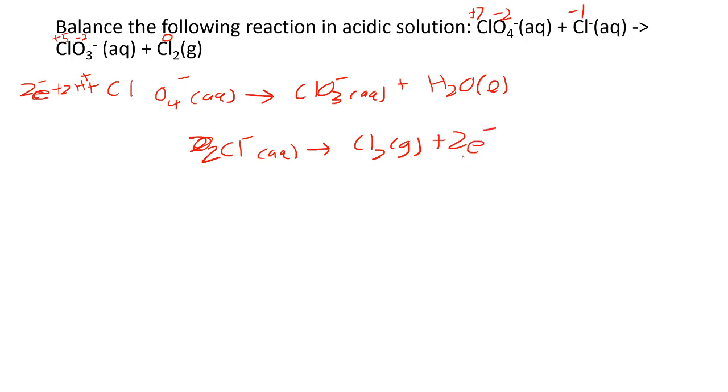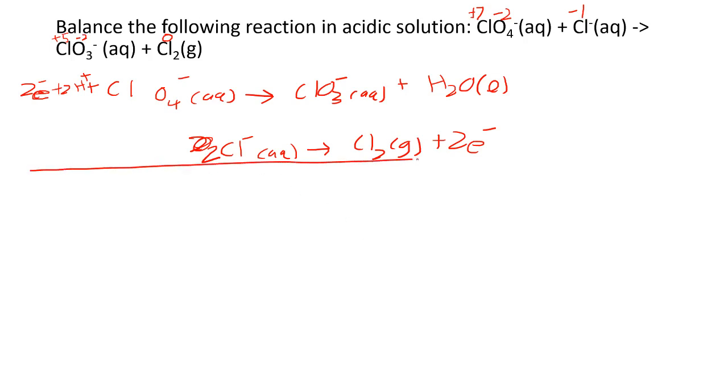Now we check our 2 half reactions to make sure they have the same number of electrons. If they don't, we have to multiply everything in the reaction by some number to get the electrons equal, because we won't have any electrons showing up in the final balanced chemical equation. But for this one, we're already balanced. We have 2 electrons on top, 2 on the bottom reaction. That means we're good to go.